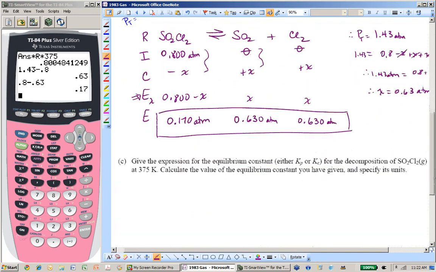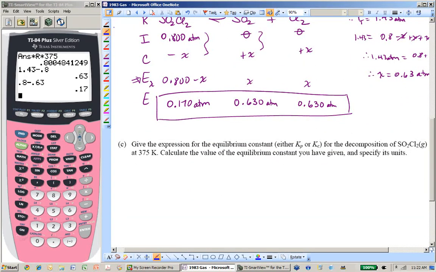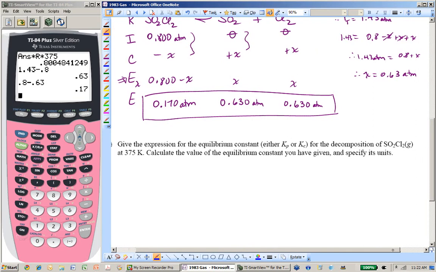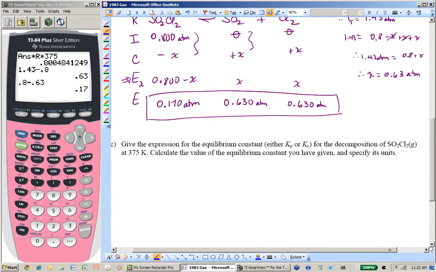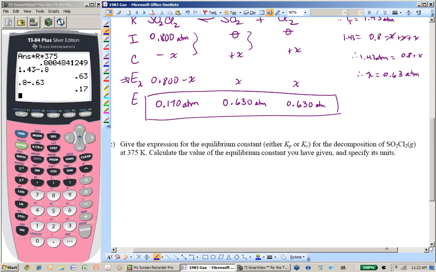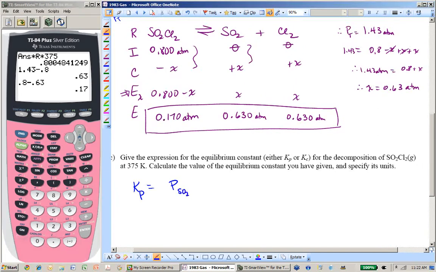All right, then part C, give the expression for the equilibrium constant, either Kp or Kc, for the decomposition of SOCl2 at 375 Kelvin. Calculate the value of the equilibrium constant you've given and specify the units. So I get to choose Kp or Kc. Well, dang, you just led me to atmospheres. I'm going with Kp. So Kp is equal to the pressure, I'm looking back at my balanced equation, of SO2 products, pressure of Cl2 divided by the pressure of SO2Cl2.